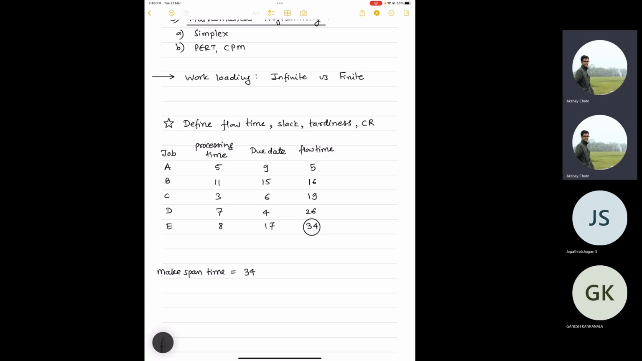And then one more question typically asked is, what is the average flow time? What you now need to do is sum up this flow time column and divide it by the number of jobs, which is 5: A, B, C, D, E. So if I sum it up, one second, there is one more insect in my room.